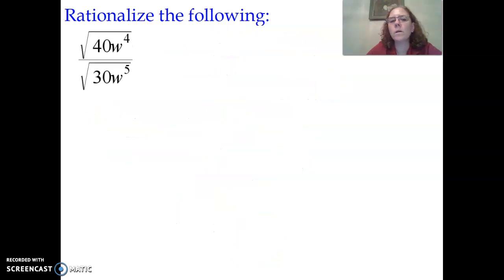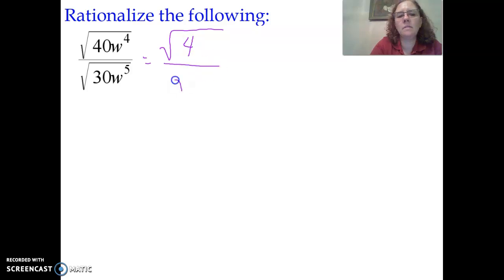All right, we've got one more. Let's look at this one. Okay, so this time I've already got it split into 2 square roots, but you know what? Because both of these numbers are inside the square root, we can go ahead and simplify with what we have. So what will go into 40 and 30? Okay, 10. So let's divide both of those by 10.